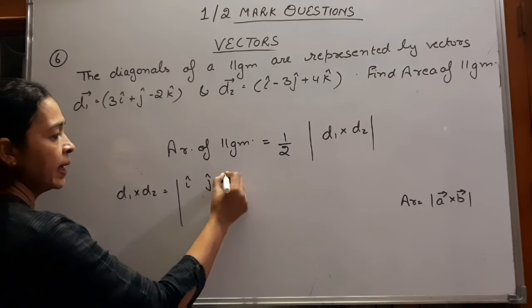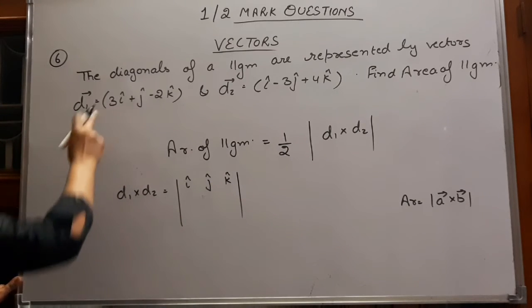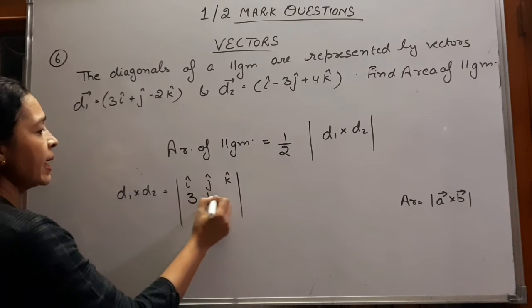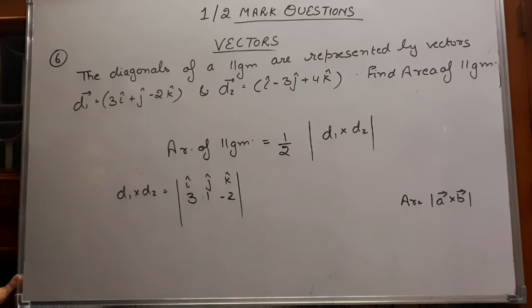i cap, j cap, k cap. D1 is 3 i cap plus j cap and minus 2 k cap.